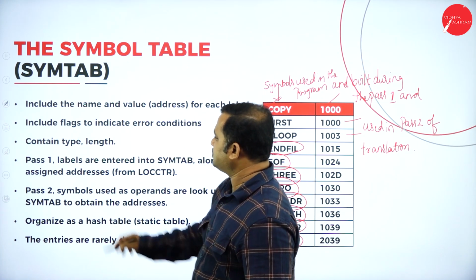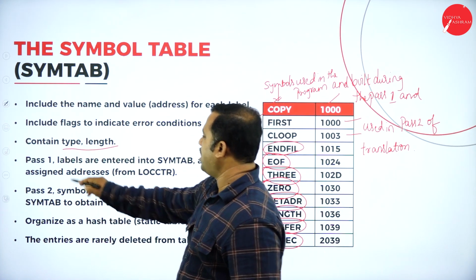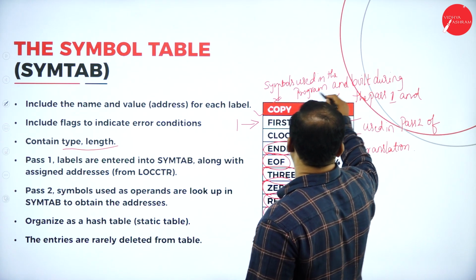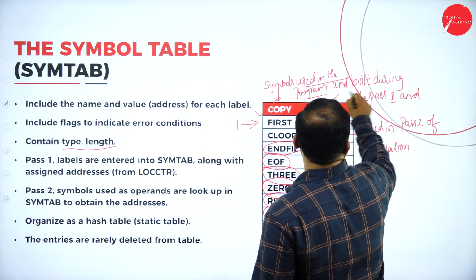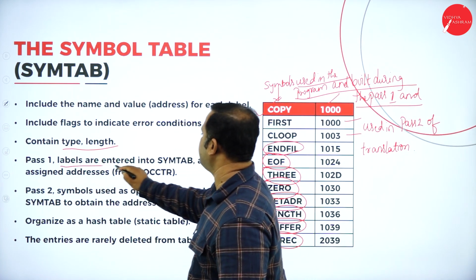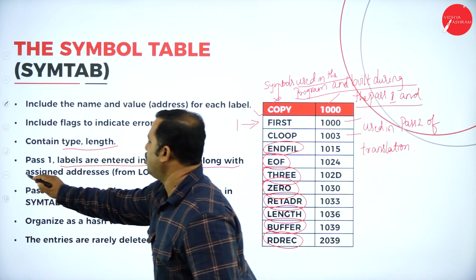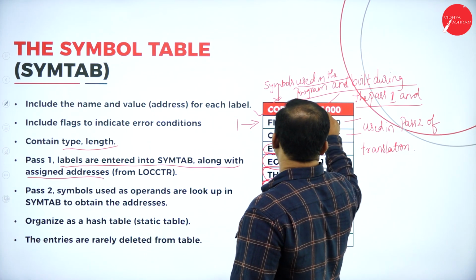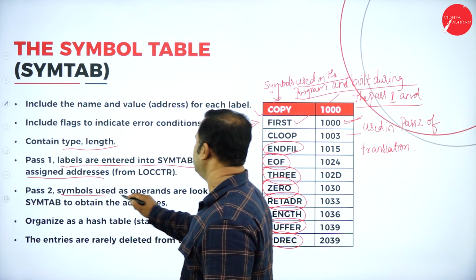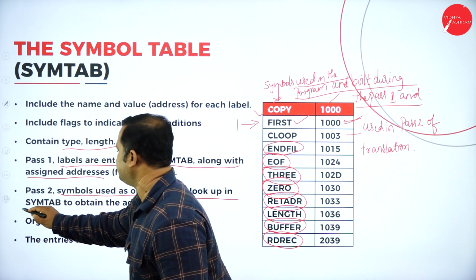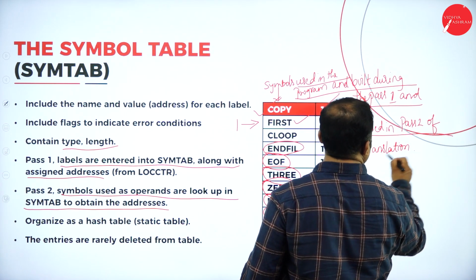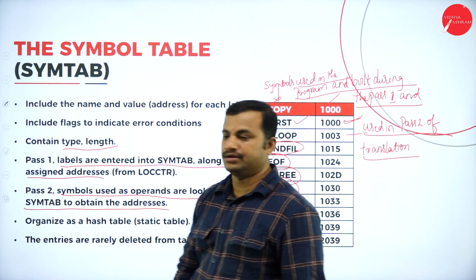Now, it contains the type and length. In pass 1, labels are entered into the SymTab along with the assigned addresses, symbols along with their addresses. During pass 2, symbols are used as operands and looked up in the SymTab to obtain the addresses. That is, the symbols are used in pass 2 of the translation.